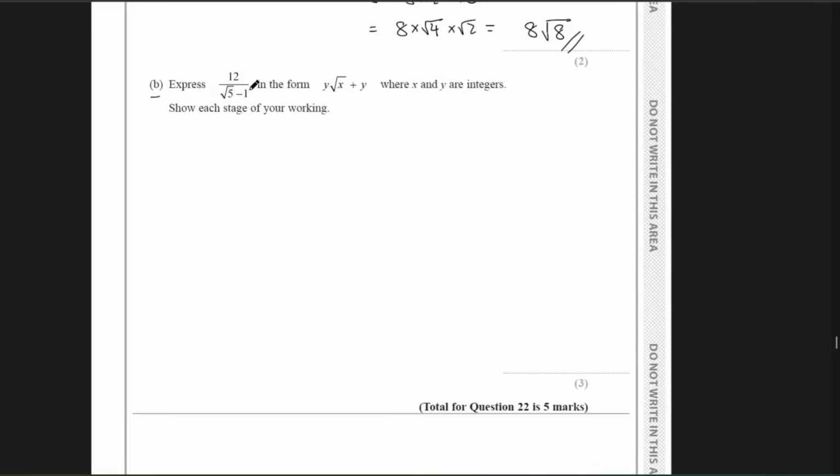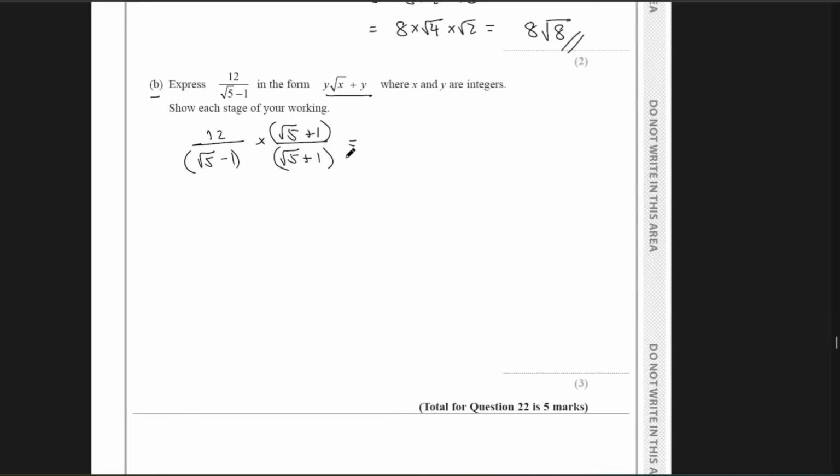Question B. Express 12 over root 5 minus 1 in the form y root x plus y, where x and y are integers. Show each stage of your working. So let's start with 12 over root 5 minus 1. So we'll have to rationalize the denominator. How do we do that? We will need to multiply both top and bottom by root 5 plus 1. And let's see what we get.